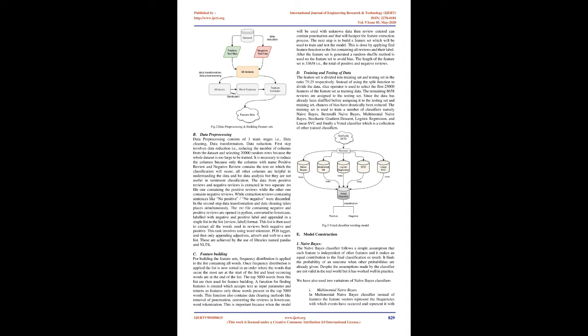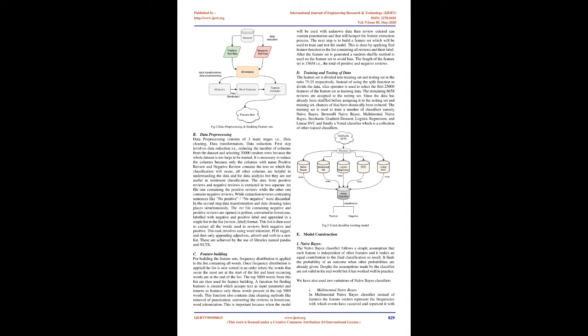It is necessary to reduce the columns because only the columns named positive review and negative review contain the text on which the classification will occur. All other columns are helpful in understanding the data and for data analysis, but they are not useful in sentiment classification. The data from positive reviews and negative reviews is extracted into 2 separate .text files, one containing the positive reviews while the other contains negative reviews. While extracting, reviews containing sentences like no positive/no negative were discarded.